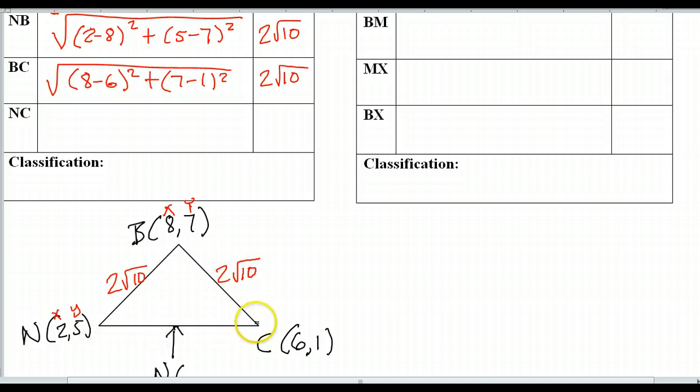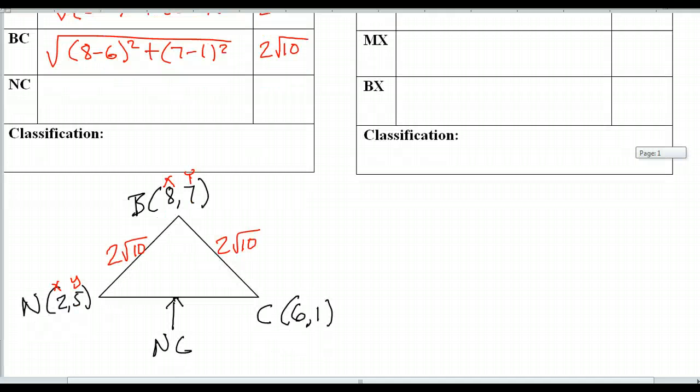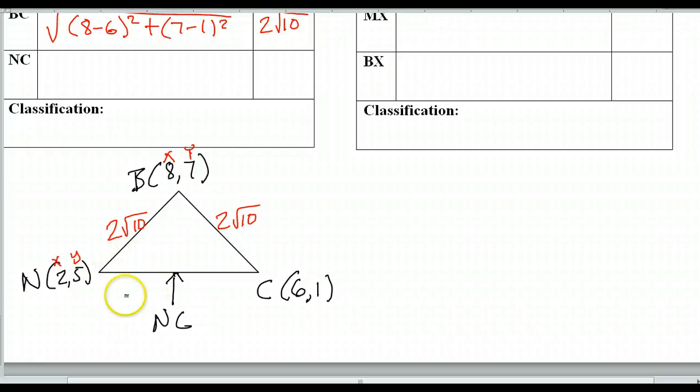If the other side is also 2 radical 10, then we will classify it as equilateral. But if the other side is something different, then we'll stick with isosceles. So, of course, this last distance that we need is the distance from N to C. So we will do the distance formula with points N and C. So we'll set up our distance formula.